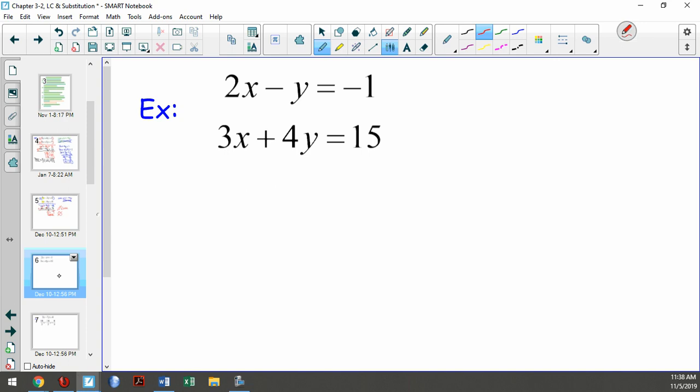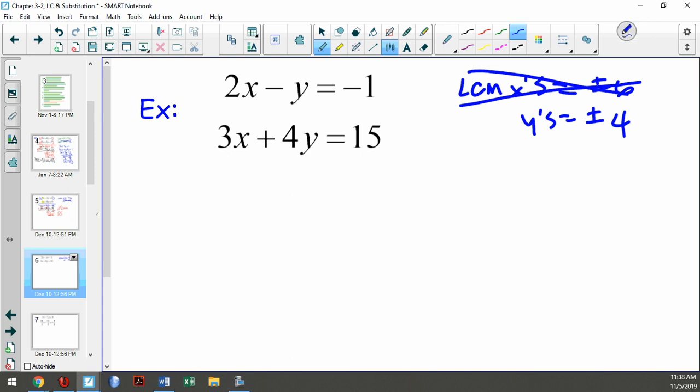Are they lined up? Yeah. LCM of my x's, plus or minus 6. How about of your y's? 4. Which one should we use this time? I'm going to do my y's this time.